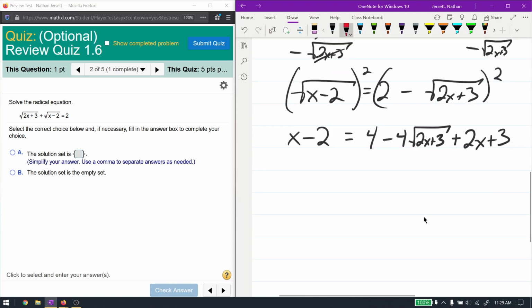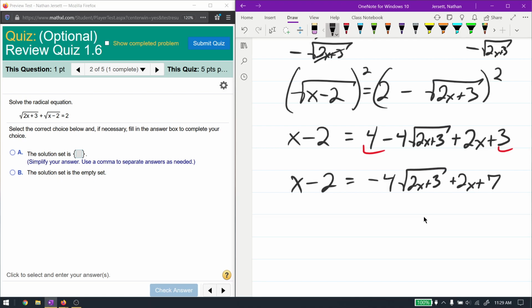And combine like terms, I have 4 and 3 equals negative 4 root 2x plus 3, and then plus 2x. 4 and 3 is 7. And now I can subtract it to the other side to get the radical by itself. That'll give me negative x minus 9 equals negative 4 root 2x plus 3.